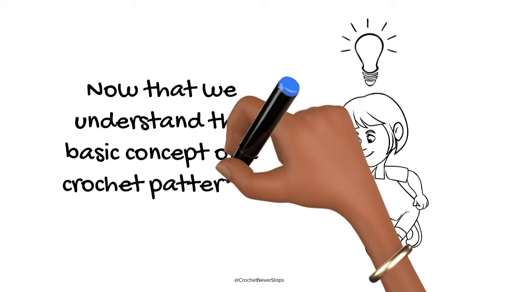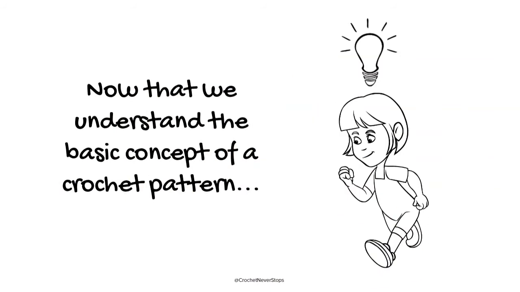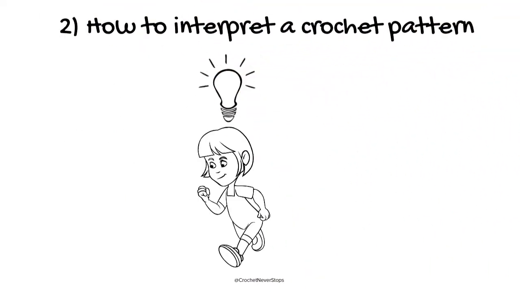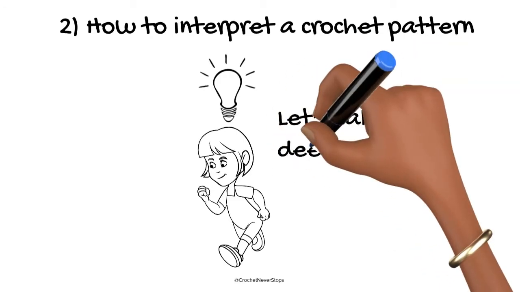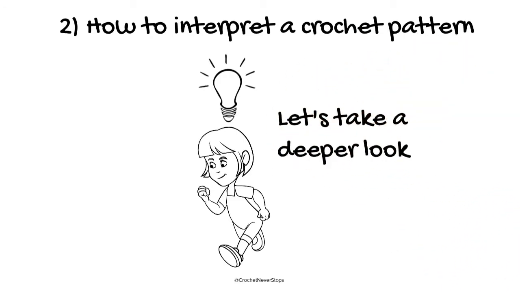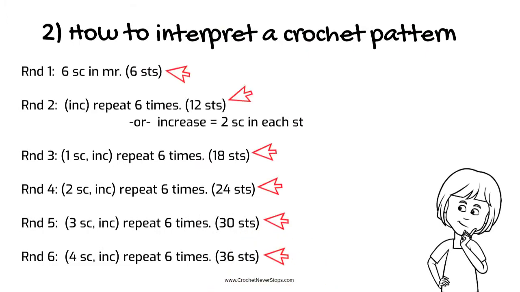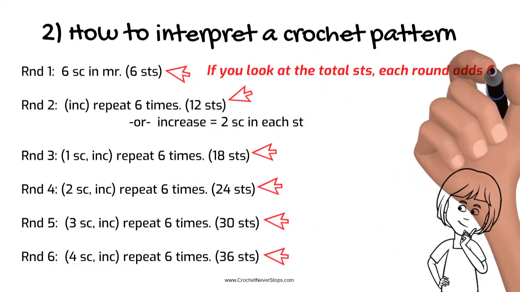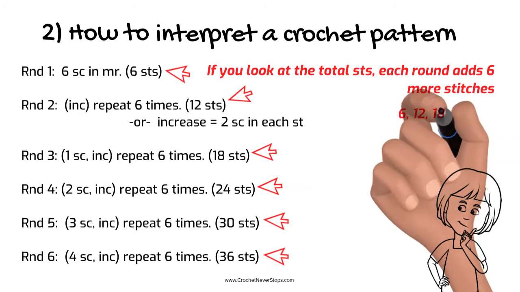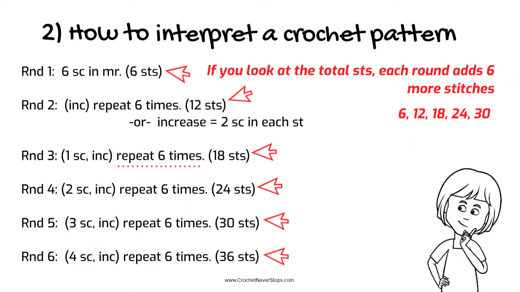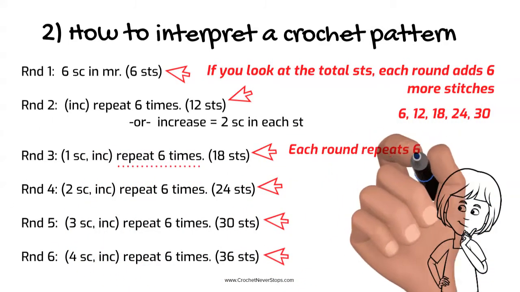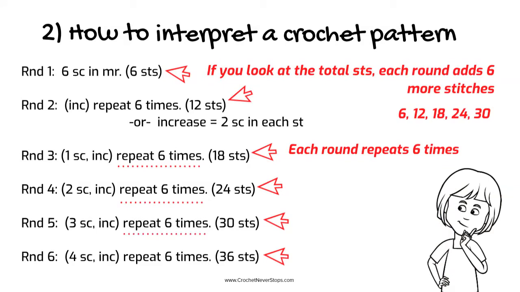Now that we understand the basic concept of a crochet pattern, let's interpret a crochet pattern. Let's take a deeper look. How to interpret a crochet pattern. So if you look at the total stitches, each round adds 6 more stitches: 6, 12, 18, 24, and so forth. And each round repeats 6 times.